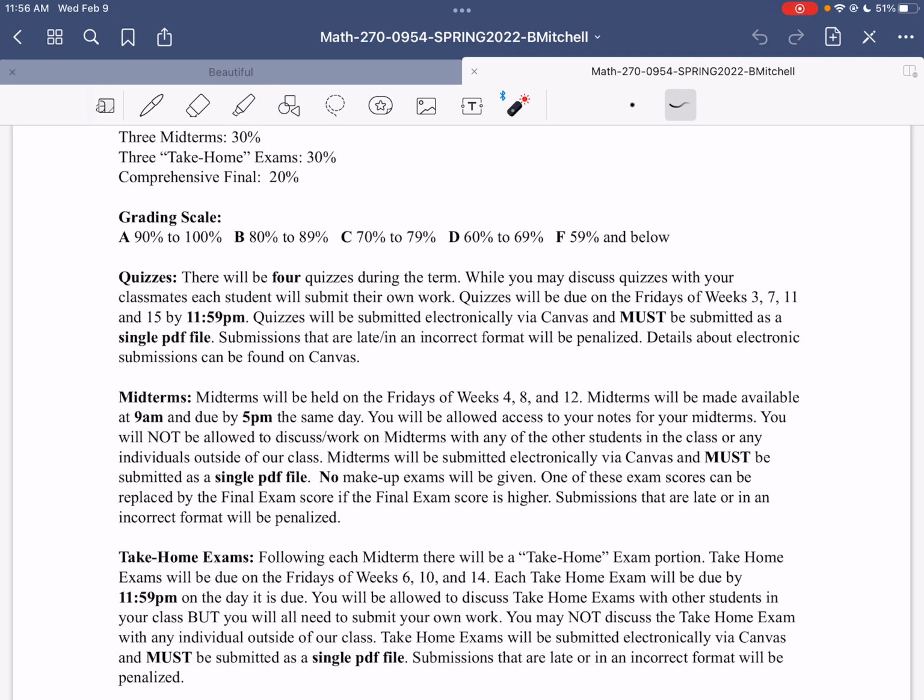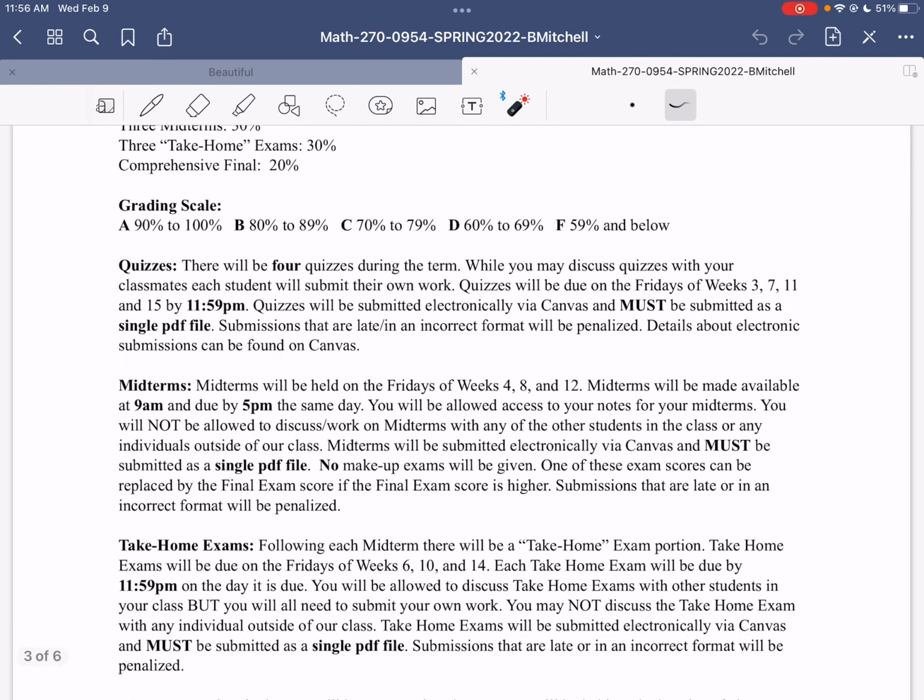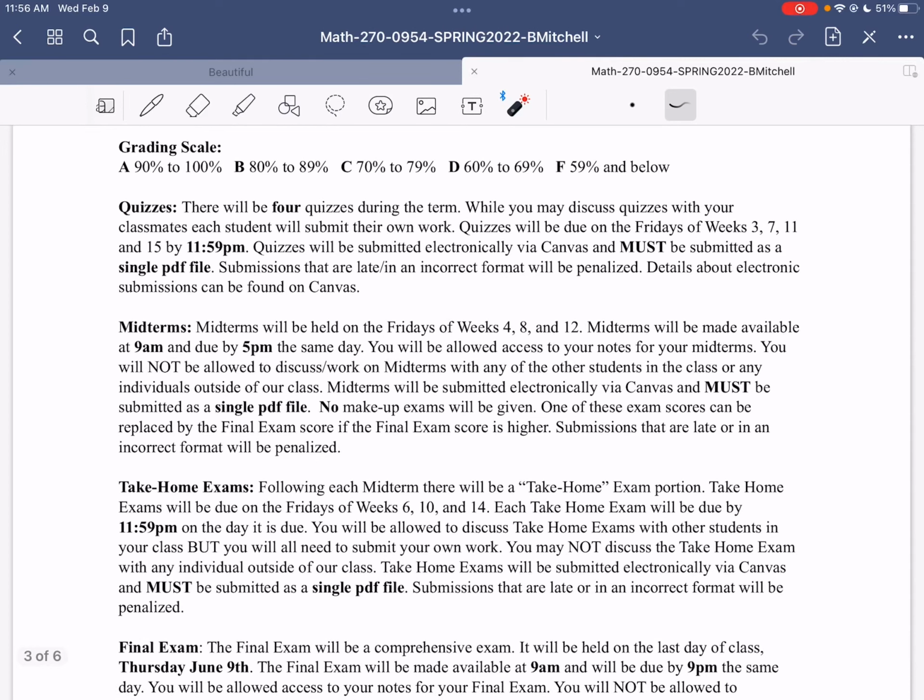This policy is also only there to benefit you guys, meaning that if your final exam is actually the lowest of all your midterms, then we won't replace any of the midterms. You'll just keep all your midterm scores and keep your final just as your final. All right. Next, and the name might be a little bit misleading because, well, what's the difference between take-home exams and midterms since you're in an online class and everything's done at home?